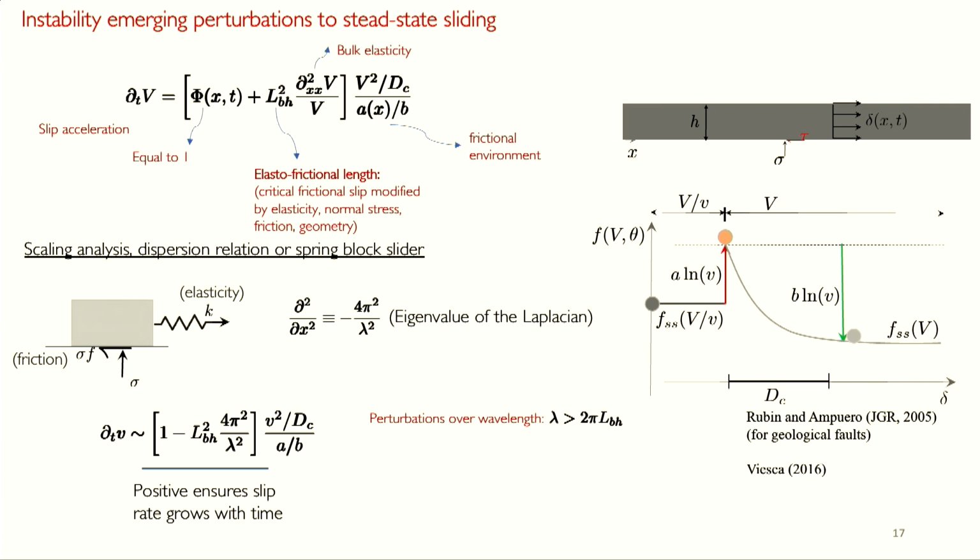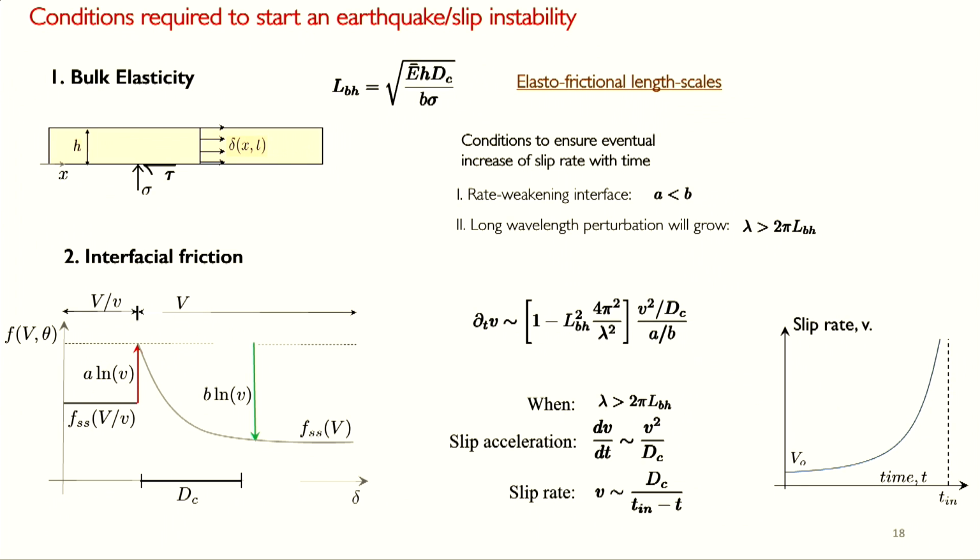Okay, so going forward, again, in the simple model that we had, we find that we need a rate weakening patch, and the wavelength of perturbation exceeds this elastofrictional scale, then we can get slip to accelerate, and they accelerate via this v square. So it scales with a square of the sliding rate.